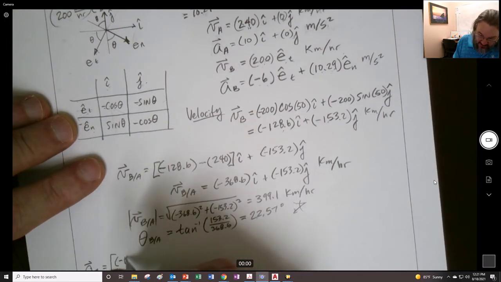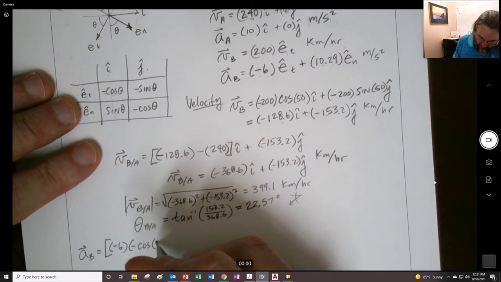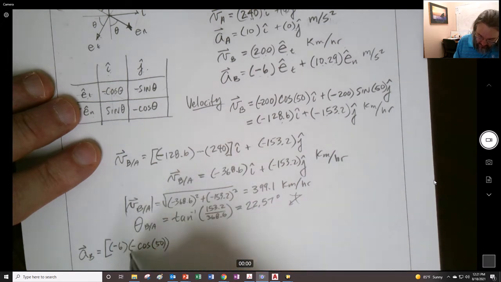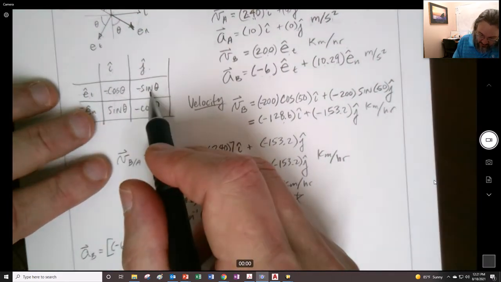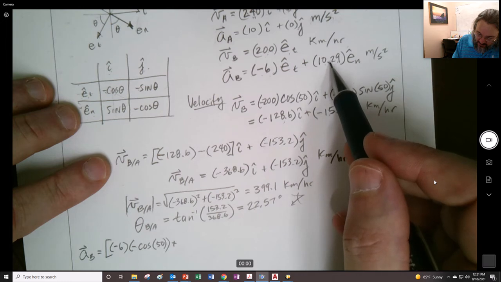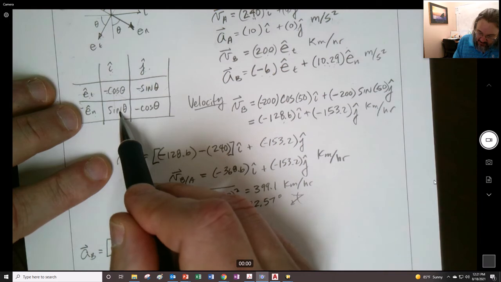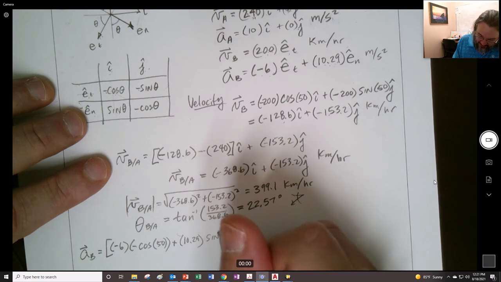I go -6 times the negative cosine of 50. I ended up putting it up there because I forgot. I knew that one had to be negative, but it's going to be plus, right? And now we're going to have this times that right there, right? To get that. So it's going to be the 10.29 times the sine of 50.